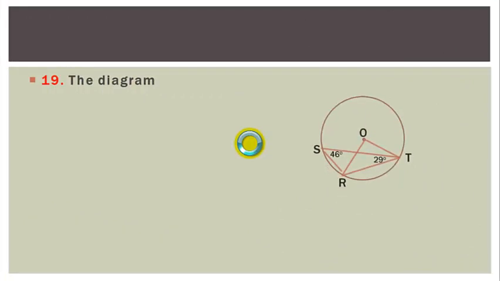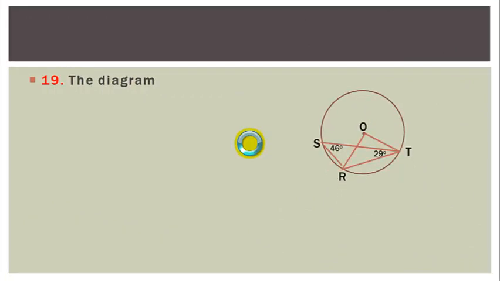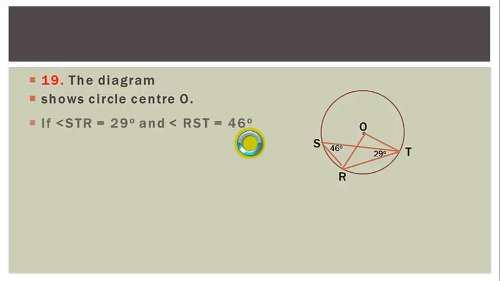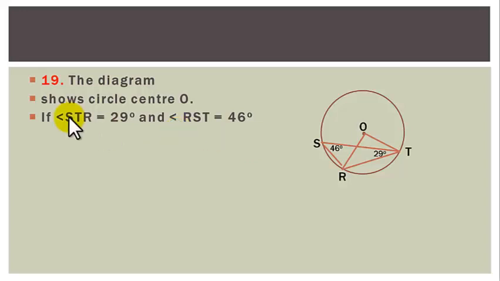This diagram shows circle center O. If angle STR is equal to 29 degrees and angle RST is equal to 46 degrees, calculate the value of angle STO. That's the value of this angle.